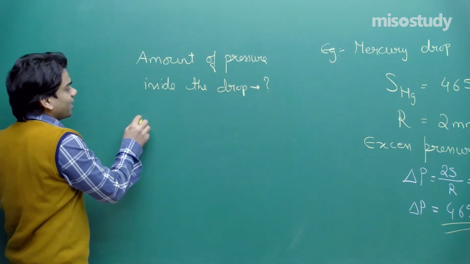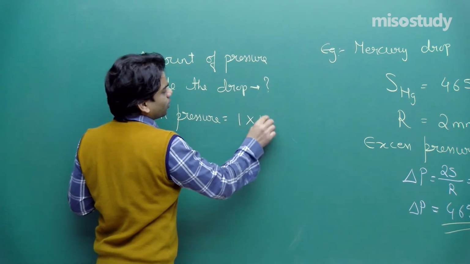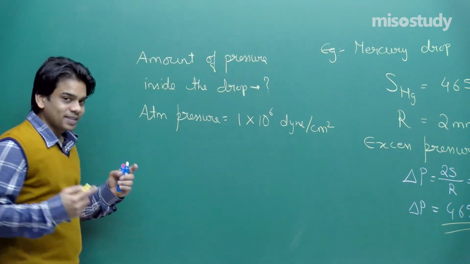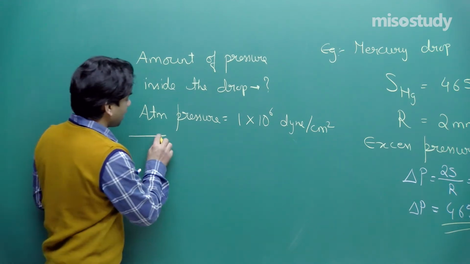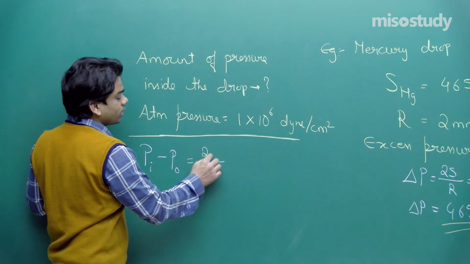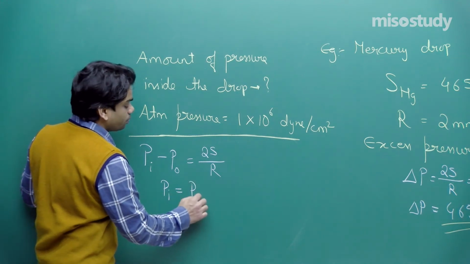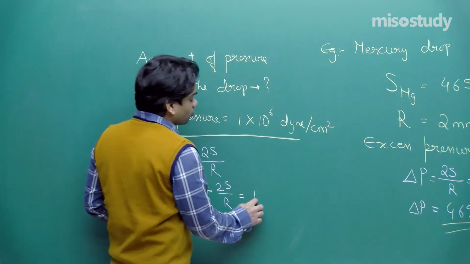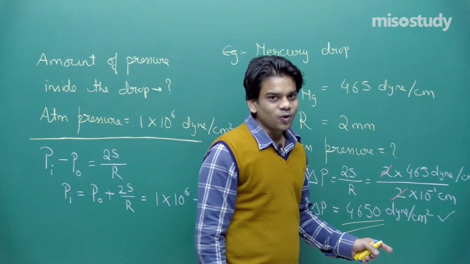For the amount of pressure inside the drop, suppose the atmospheric pressure is provided to you as, let's keep it very simple, 1 into 10 to power 6 dyne per square centimeter. We all know that if the pressure inside is Pi, we can write Pi minus P naught is 2s by r. That is what we have evaluated. Now Pi, the pressure inside, is equal to P naught plus 2s by r. P naught is the atmospheric pressure, that is 1 into 10 to power 6, plus 2s by r, which we have already evaluated as 4650 dyne per square centimeter.